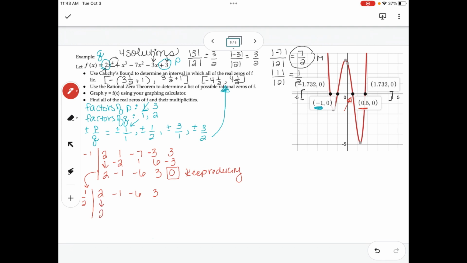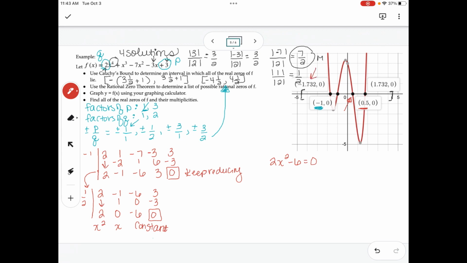So I bring down 2. Half of 2 is 1. When I add, I get 0. Half of 0 is still 0, so I have -6. Half of -6 is -3, so I end up with a 0. We do now have our reduced polynomial. So this is our constant, 0 is our x coefficient and 2 is our x squared coefficient. My reduced polynomial is 2x squared minus 6 equals 0.